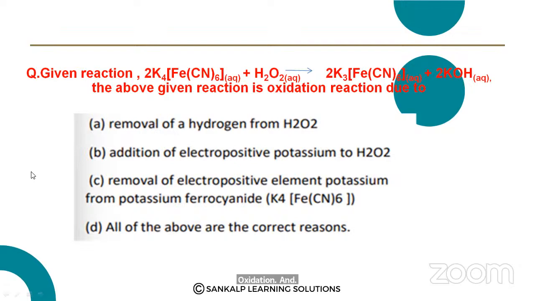removal of hydrogen from H2O2. B, addition of electropositive potassium to H2O2. C, removal of electropositive element potassium from potassium ferrocyanide. And D, all of the above are the correct reasons. Yes, what is the reason?